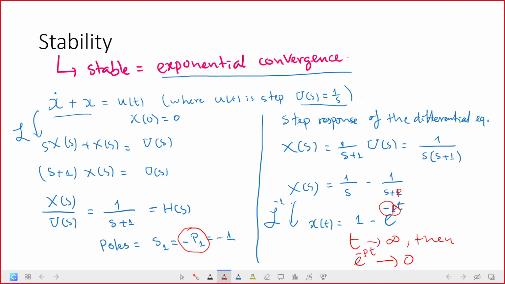So this differential equation converges, I mean the solution converges, and the system that is described by this equation is stable. When we say stable, we refer to a system, and if we say convergent, we refer to the mathematical solution of the equation that describes that system.